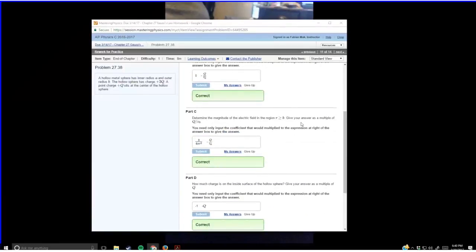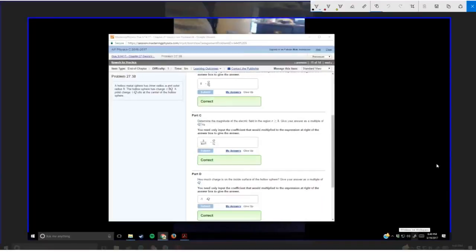Once you get outside the conductor, if you look at your enclosed charge, how much charge are you enclosing in this? Here's your sphere. This is Q, but then your charged sphere also has plus 2Q, right? So when you take a Gaussian surface outside the whole thing, you're enclosing this plus Q and you're enclosing that plus 2Q.